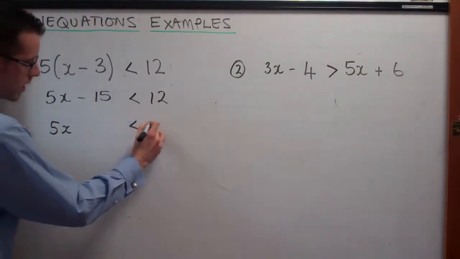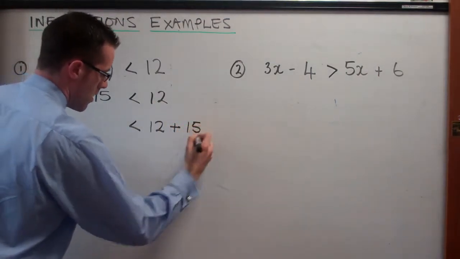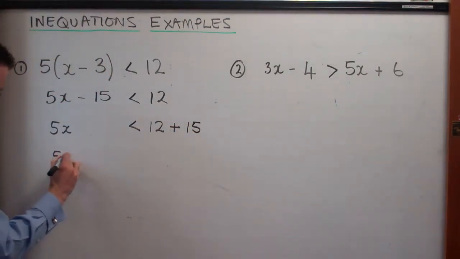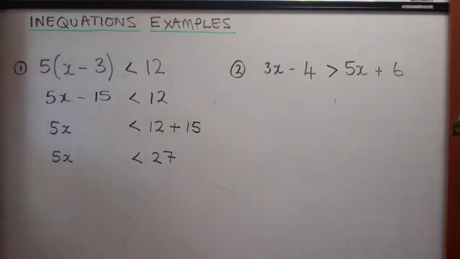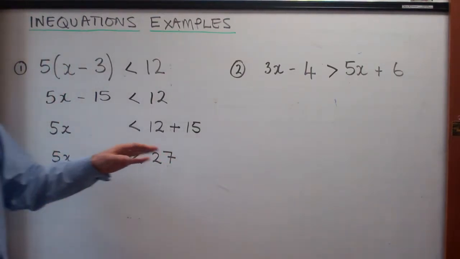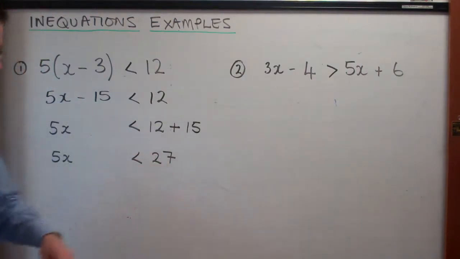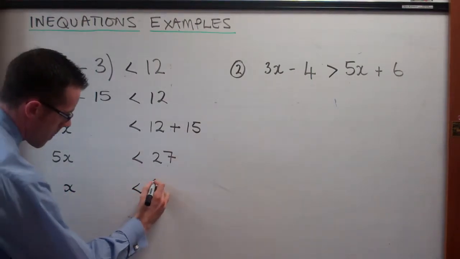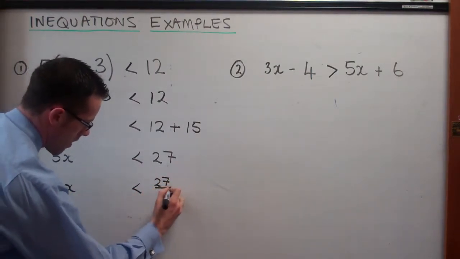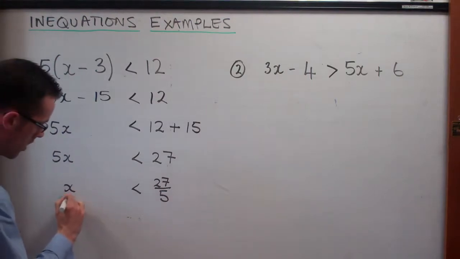And then we're going to take the 15 over and it adds here. So we have 5x is less than 27. Now at this point, remember, sometimes equations aren't all nice and neat and don't go into exact numbers, so we just have to show it like that. And at that point, I'm happy for you to leave it there for just now.